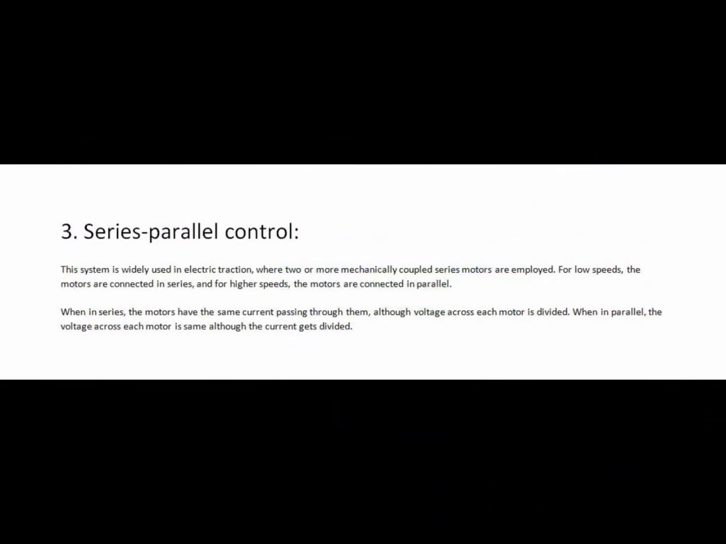Third, series parallel control. This system is widely used in electric traction, where 2 or more mechanically coupled series motors are employed. For low speeds, the motors are connected in series, and for higher speeds, the motors are connected in parallel. When in series, the motors have the same current passing through them, although voltage across each motor is divided. When in parallel, the voltage across each motor is the same, although the current gets divided.